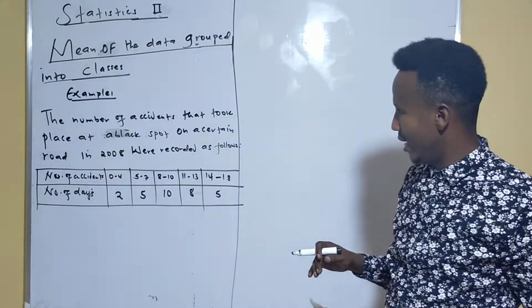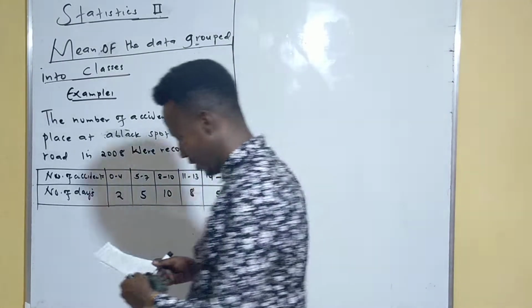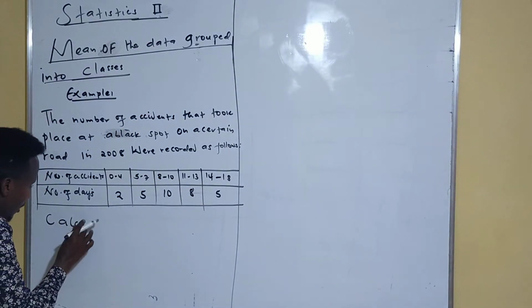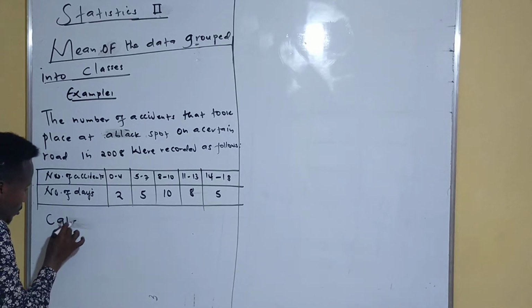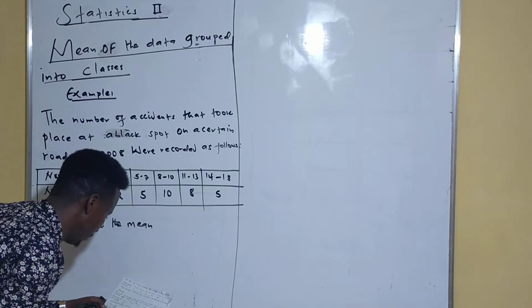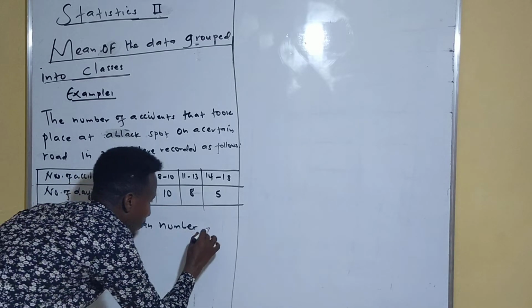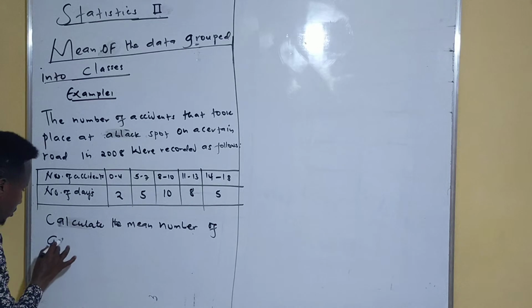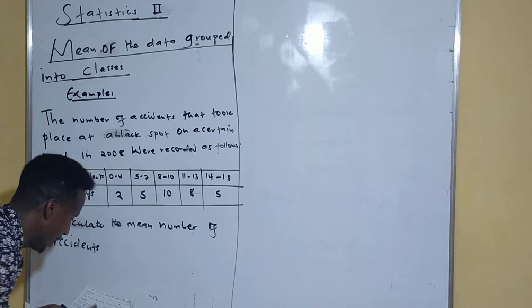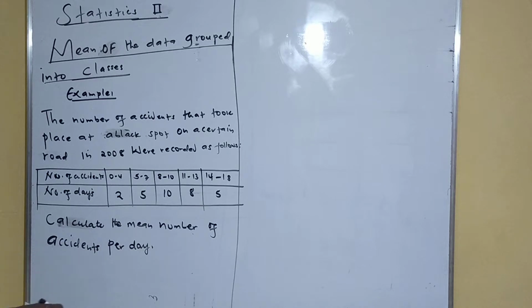This is how the question will be framed in a horizontal manner. Then you are going to place it vertically when you want to solve it. Remember, this is the question. You are told: calculate the mean number of accidents by day. Full stop. So this is the question.